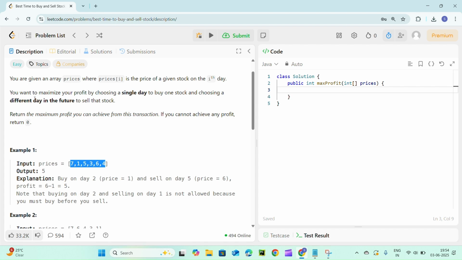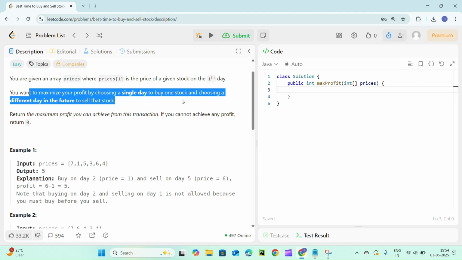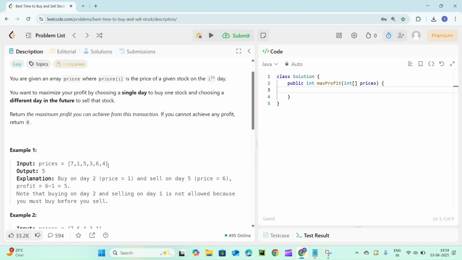And you want to maximize your profit by choosing a single day to buy one stock and choosing a different day in the future to sell the stock. First we need to buy a stock, and in the future we need to sell it. Buying should be done on only one day, and selling should also be done on a single day. So first selling and then buying should not be done. First buying and then selling should be done. This is the main point we need to note.